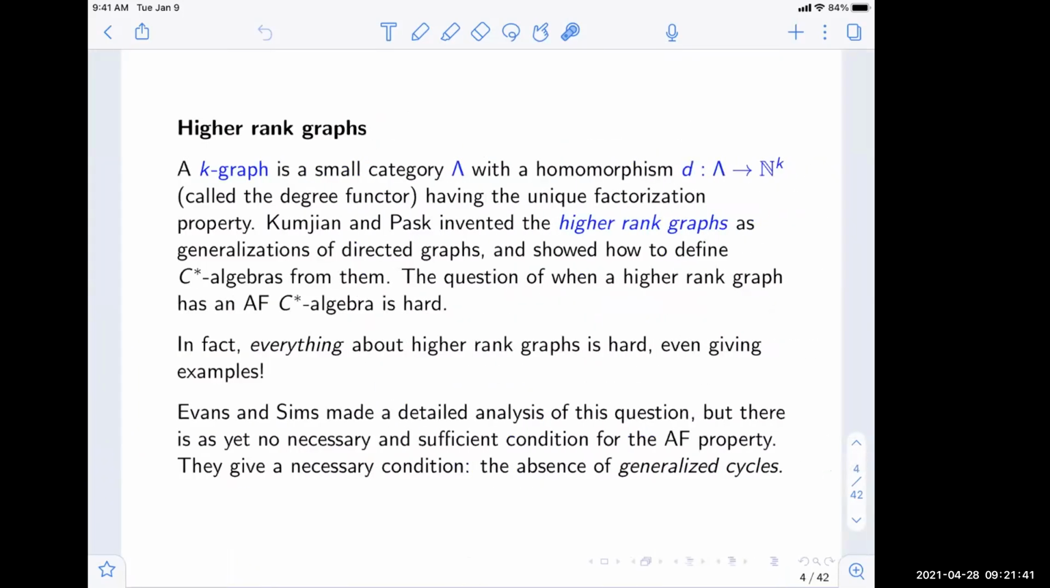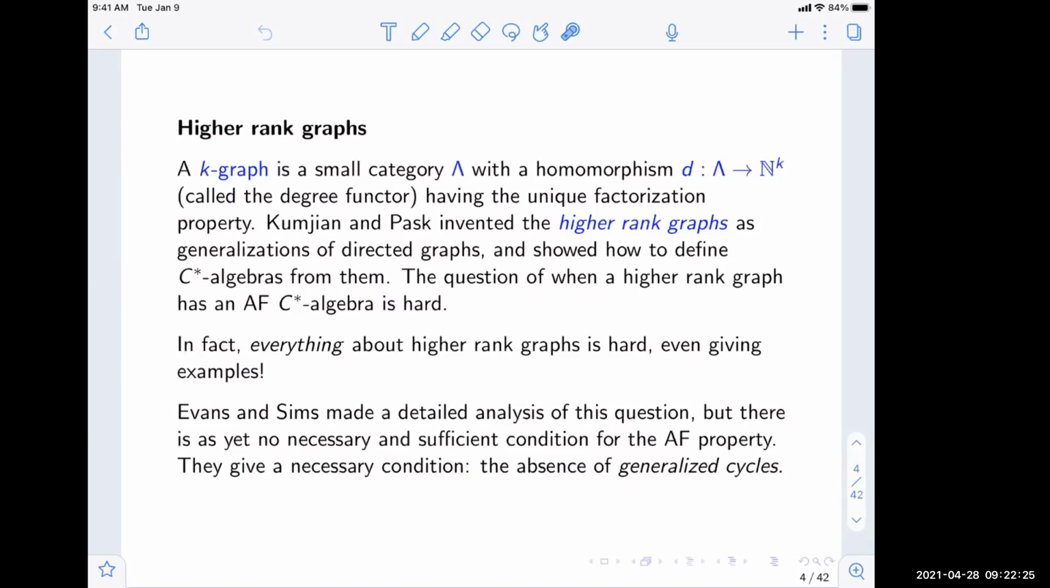Alex and David Pask generalized the idea of directed graphs. You have a small category, but you should have a homomorphism into k dimensions instead of one dimension. So a homomorphism to N^k, still having this unique factorization property. And they called such things higher rank graphs, or a k-graph if it goes into N^k. And then they define C-star algebras very much like the process of defining them from directed graphs. So the higher rank graphs are a more complicated kind of oriented combinatorial data that gives rise to a C-star algebra.